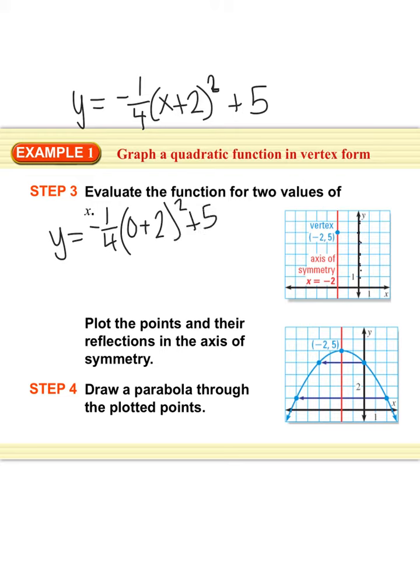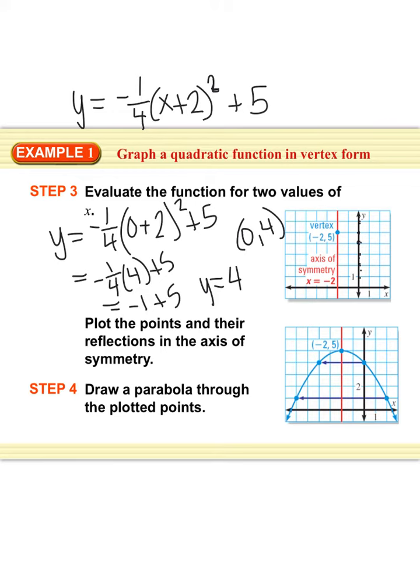And once I simplify, I'm going to get negative 1/4 times 4 plus 5. So negative 1 plus 5, which gives me 4. So at the point (0, 4) is where it touches the y-axis.